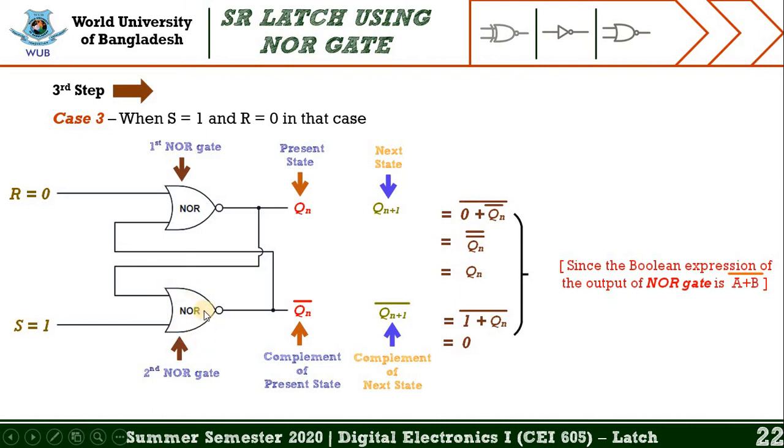And if you look at the lower NOR gate, then you may find this has also two inputs. One is S, which has the value of 1, and another one is the present state, which is symbolized by Qn. And if you look at the complement of the next state, then you may find 1 OR Qn, whole bar, which gives us 0.